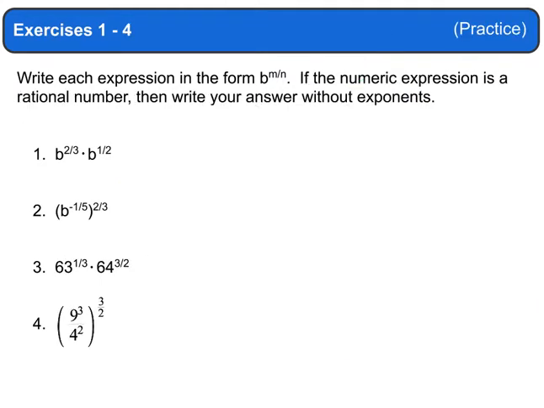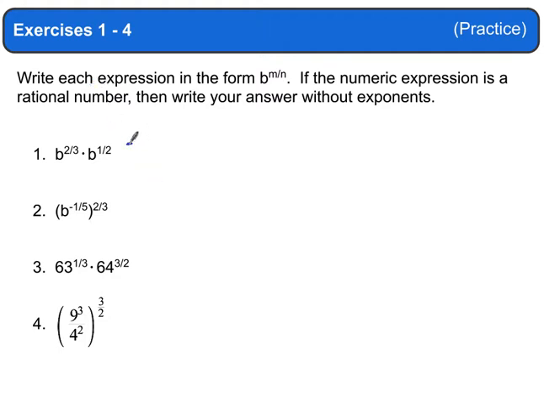So in exercises 1 through 4, they say write each expression in rational form. If the numeric expression is a rational number, then write your answer without exponents. Here in this exercise, they do not give us the stipulation that we have to use radicals. So we're just going to simplify in the appropriate way that we can.